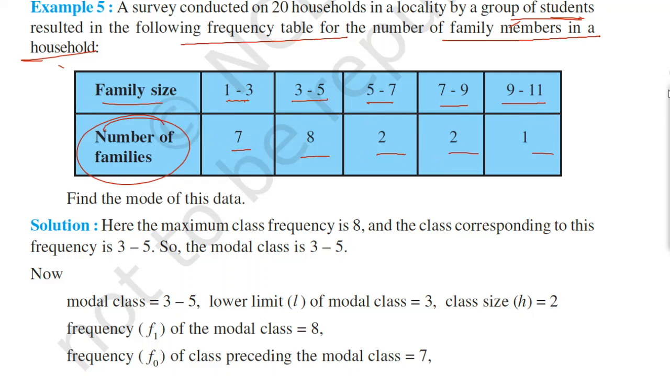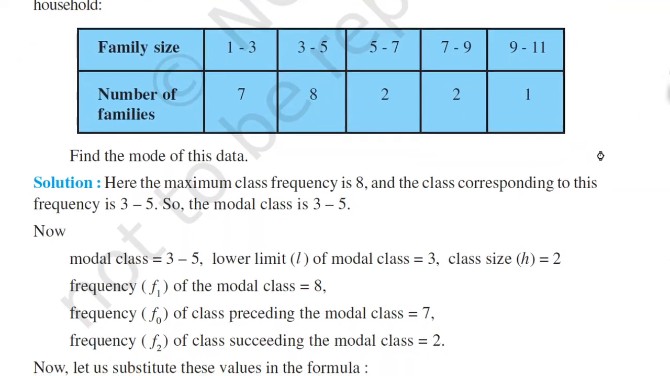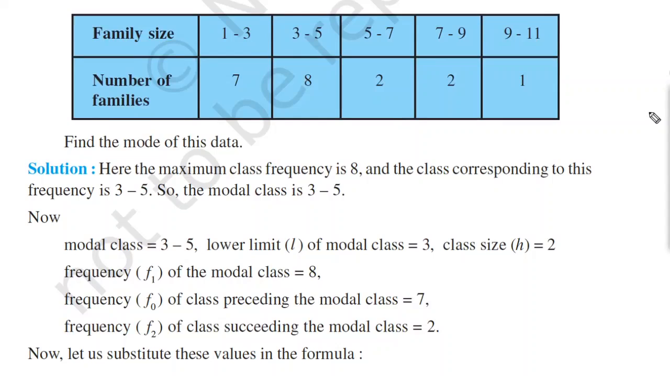Now we have to find the mode in this case. First of all, our work is to find these terms L, F1, F0, F2, and H, which is not even written here. Before finding H, we will find the modal class. The modal class is the class with the highest frequency. The highest frequency is 8, so 3 to 5 is the modal class.